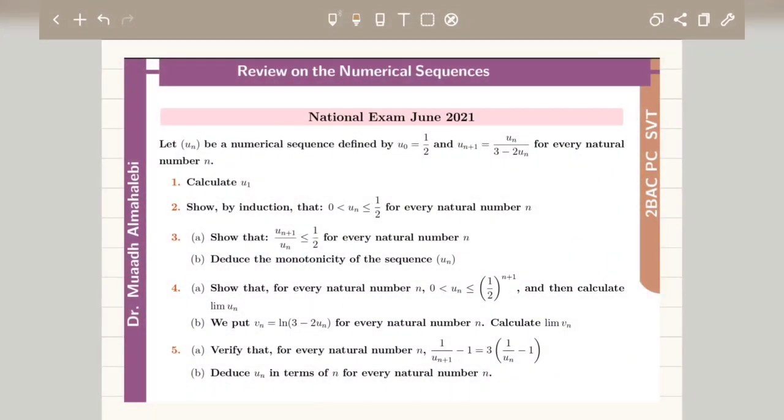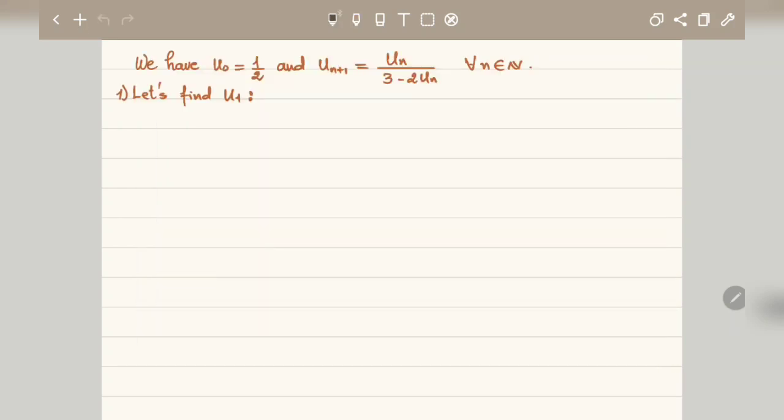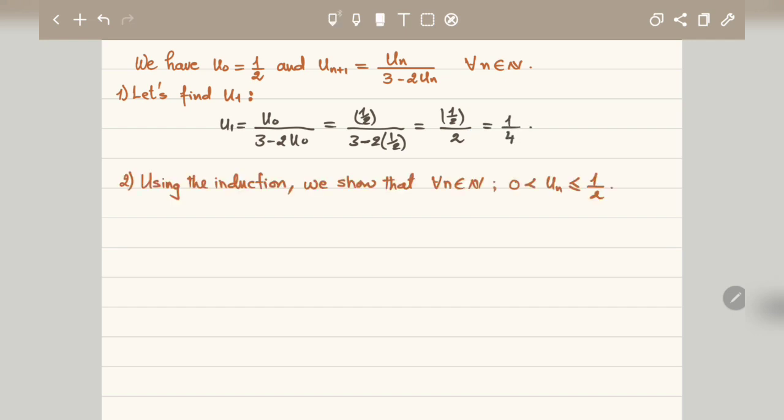Hi guys, this is an exercise concerning sequences, given in the exam of June 2021. We have a sequence un defined by u0 equals 1/2 and un+1 equals un over 3 minus 2un for each natural number n. Question 1: calculate u1. To find u1, we just use the definition of the given sequence. So u1 equals 1/4.